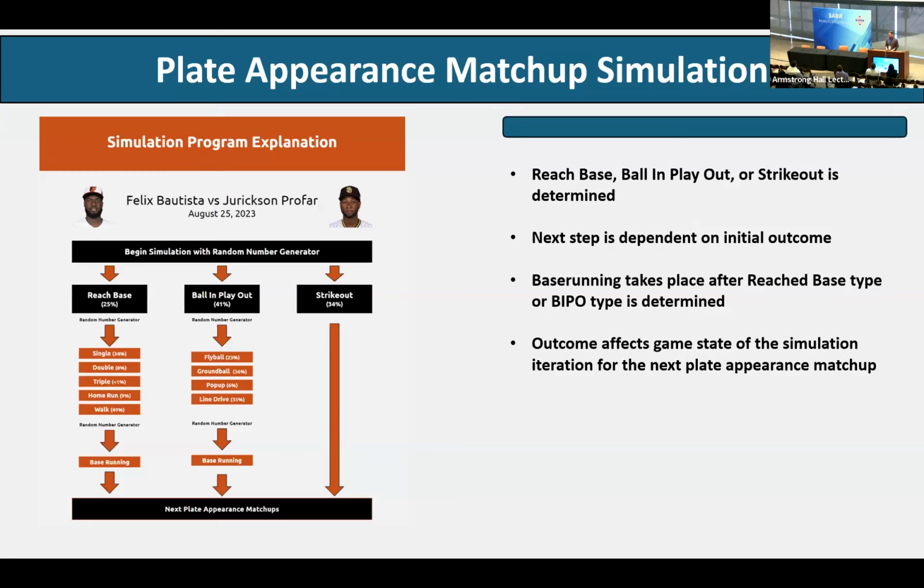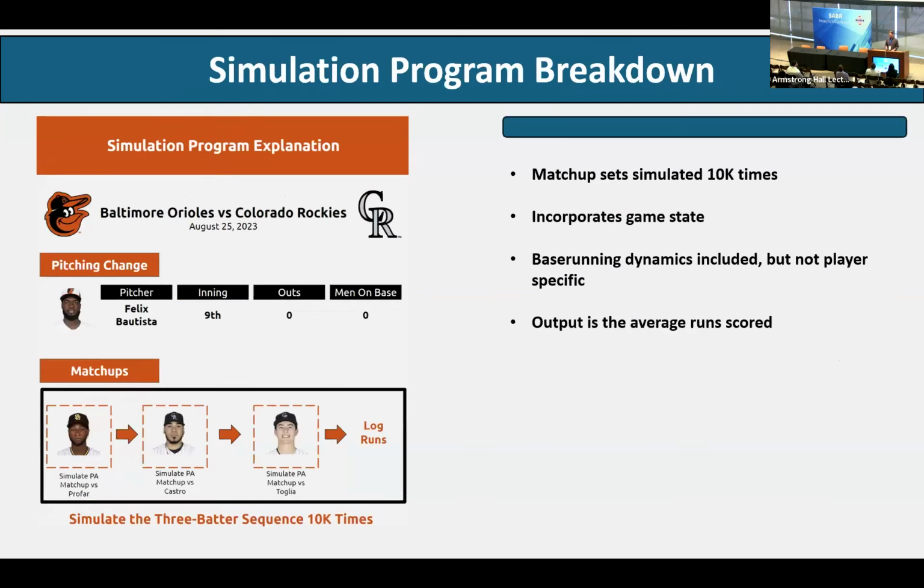Things like that. And for this, the output of this particular plate appearance matchup simulation will get passed to the next plate appearance in the matchup set. So here's an example of what it looks like if you take a step back. In this example, we have Felix Bautista facing 3 different batters on the Rockies. The plate appearance matchup between him and Profar will be simulated, and that game state will be passed to Castro.